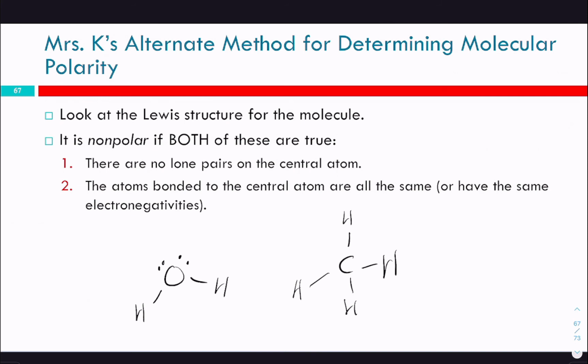If I draw methane, let's look at our first condition here. There are no lone pairs on the central atom. We're good there. Carbon doesn't have any lone pairs. And then the atoms bonded to the central atom are all the same. So all of these bonds are hydrogen. So this would be nonpolar. And even simpler, if you flip this and think about it, if there's a lone pair, it's polar. If there's a lone pair on the central atom and we've got more than two atoms, it's going to be polar.